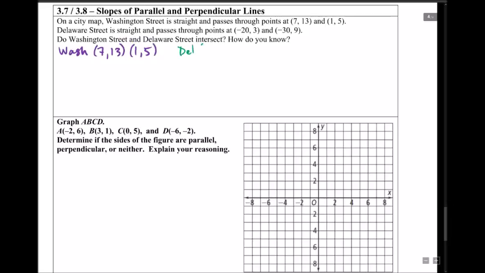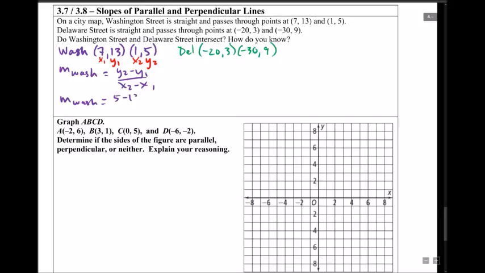And Delaware Street is at negative 23 and negative 39. I am going to find the slope of Washington Street. The first thing I always do is label x1, y1, x2, y2 and write my formula: y2 minus y1 over x2 minus x1. So the slope of Washington Street is 5 minus 13 over 1 minus 7.